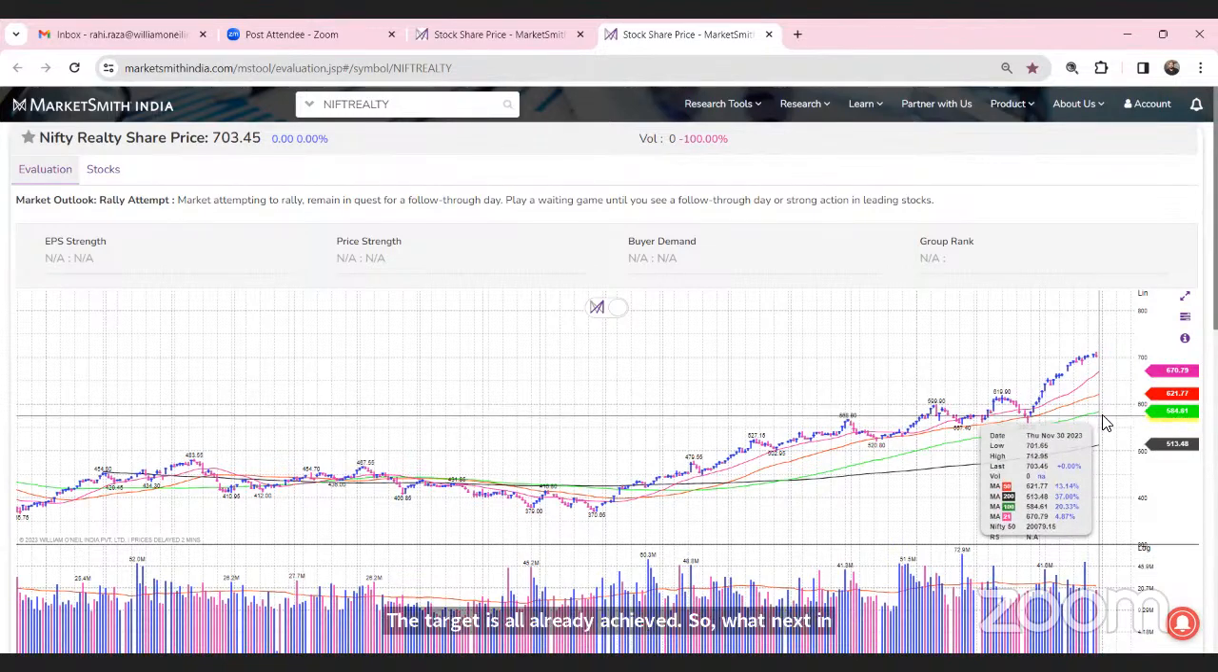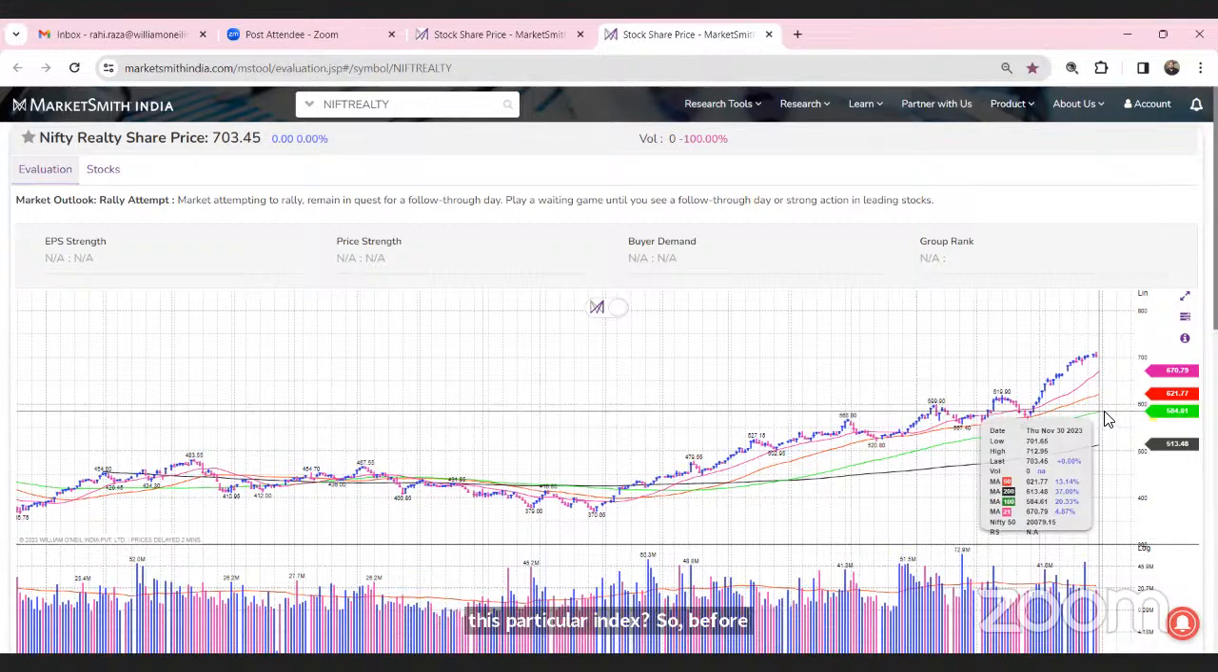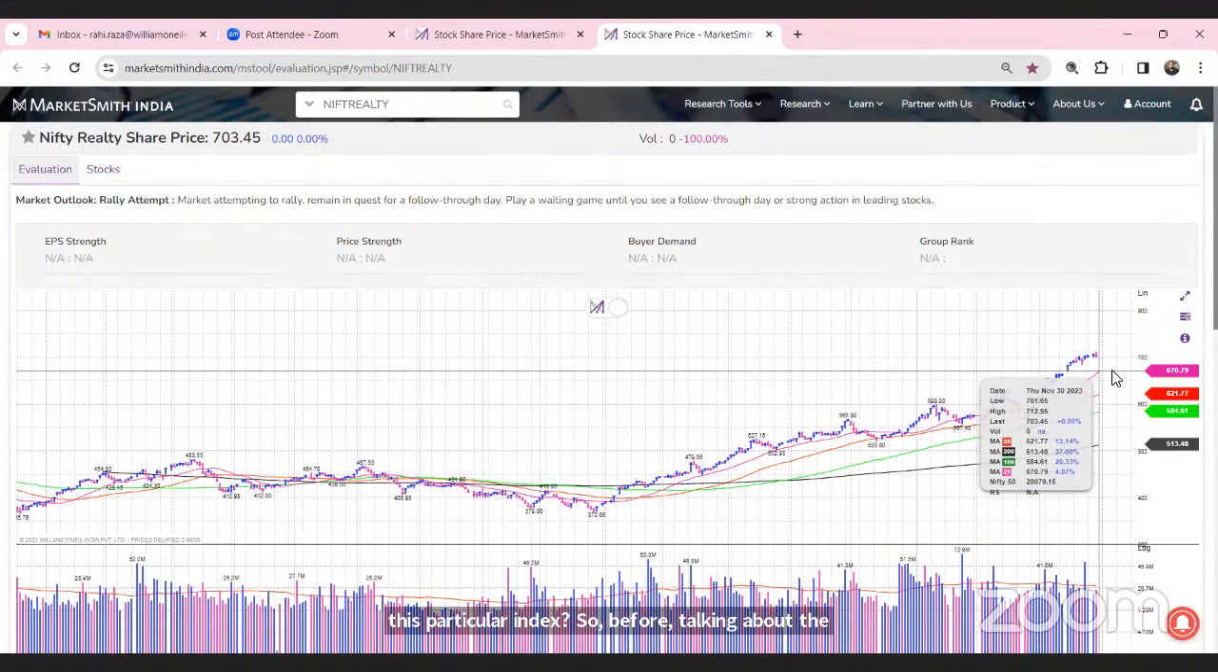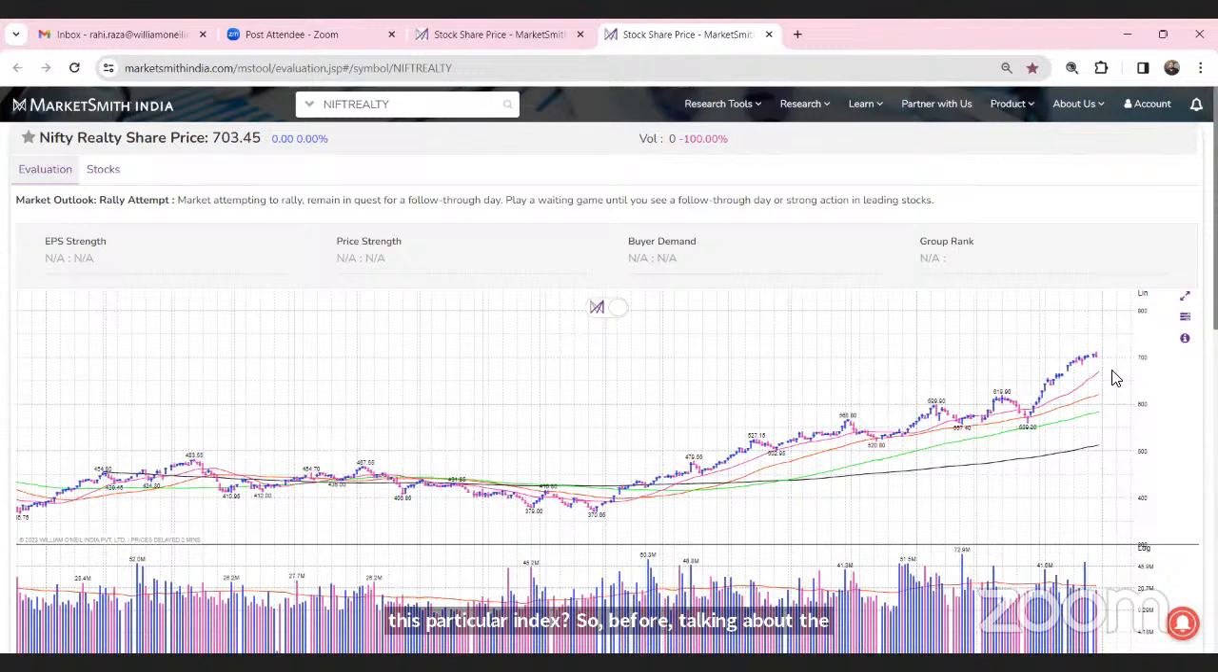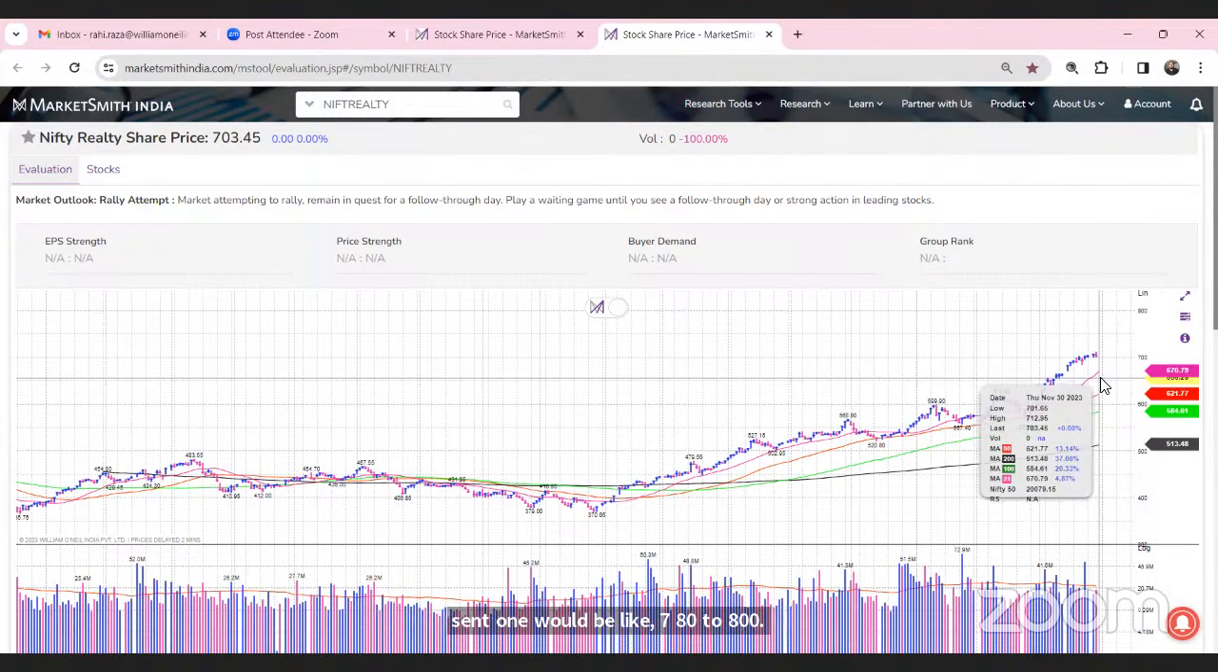Before talking about the next target, first of all, I would like to reiterate the same statement: the next target, the recent one, would be 780 to 800. Once the index reaches that level, then very soon, or sooner or later, maybe in the next quarter or next to next quarter, the index might hit the target of 1000, a four-digit target.